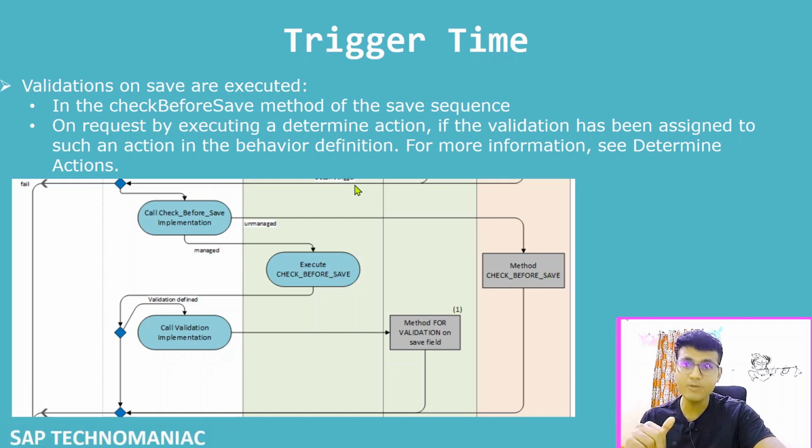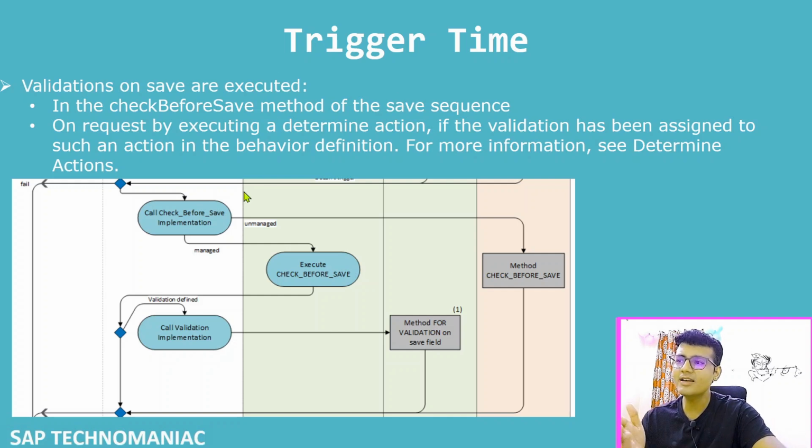In the managed scenario, the managed check before save will be run by the framework, and afterwards, if we define any validation, those validations will be triggered by the framework one by one, all of them, if the triggering condition is matched. After this is the early save sequence. After this, we will enter the late save sequence. We will not be able to come back to the transition phase once all the validations are done. That is the thing I wanted to explain in my previous slide.